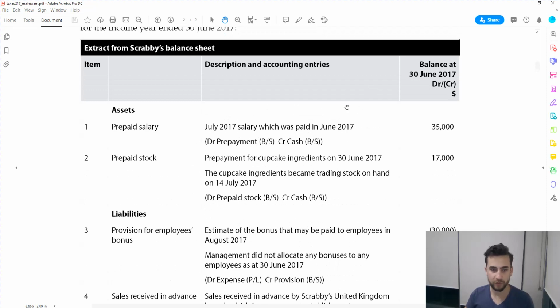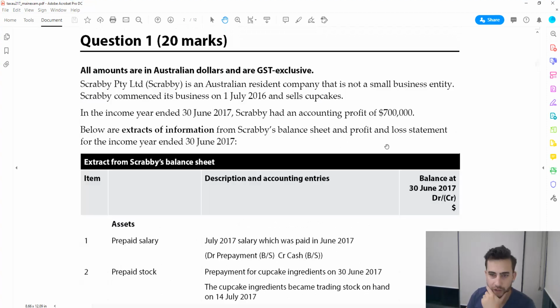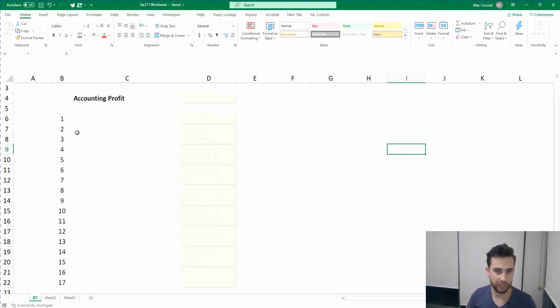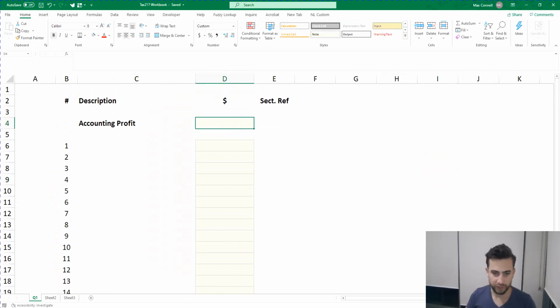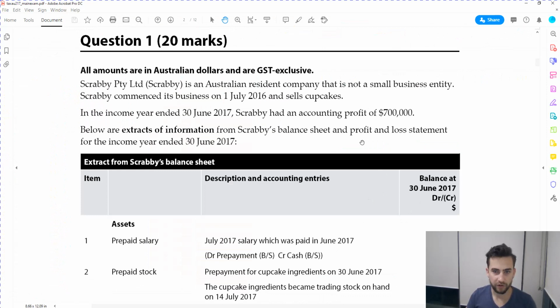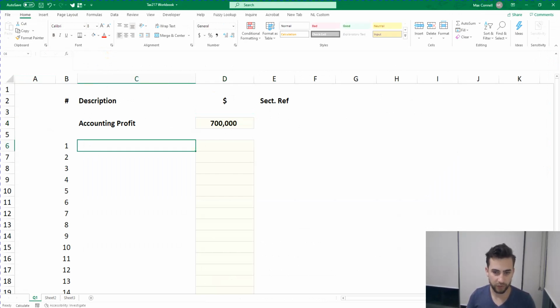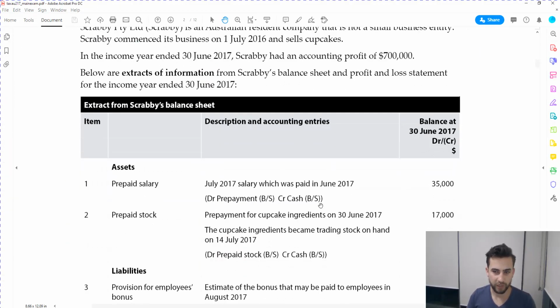So first of all is prepaid salary. Okay, before we do that, let's just start off our work paper. As always, we're going to go from accounting profit, which in the question was 700,000, to figure out what their taxable income is. So let's start off with that. We'll just put our 700,000 in up here, and then after that we can go to our first adjustment, which in the question is prepaid salary.